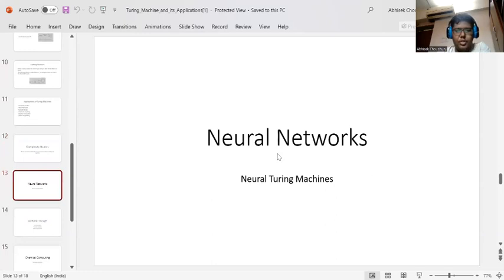And we have neural networks. Neural networks are a very important concept in machine learning, and that also can be implemented using neural Turing machines. These are recurrent neural network models which use augmented memory. They combine the pattern matching ability of neural networks and the programming capacity of Turing machines.